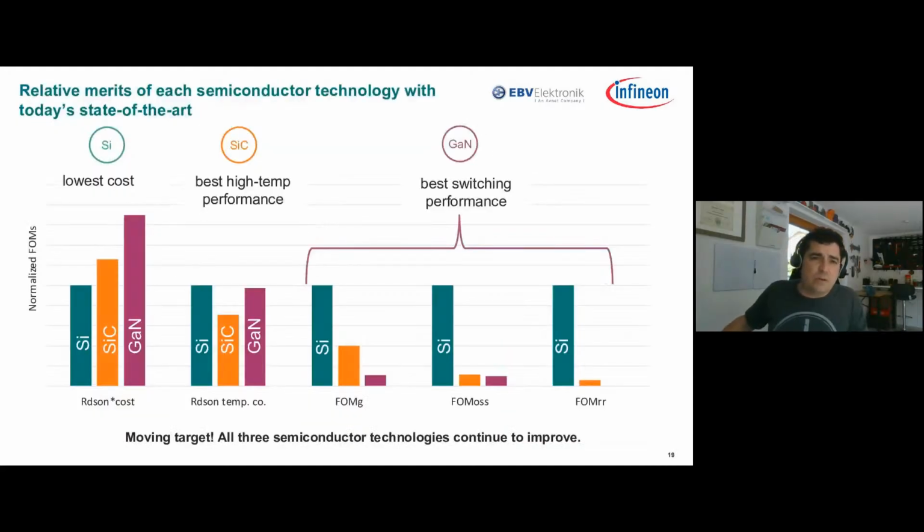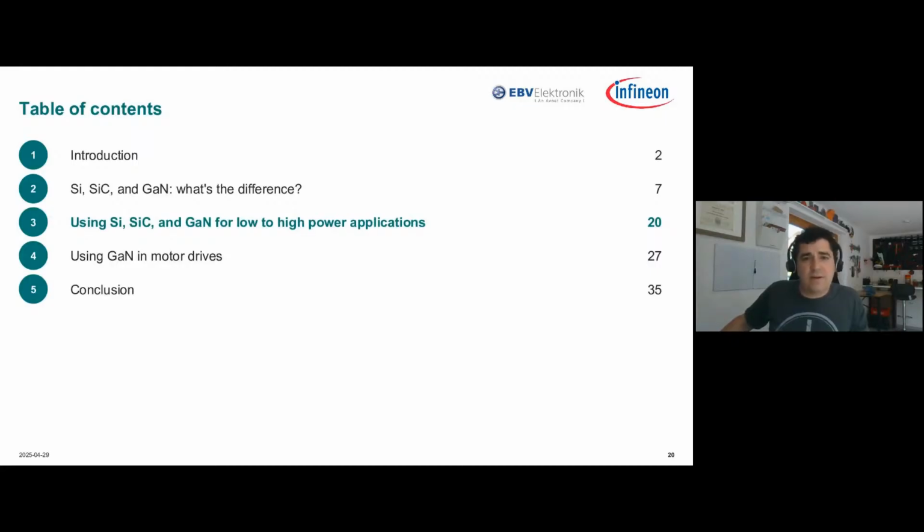So this all comes to the conclusion that silicon is still a great technology, mainly because it's a very mature technology with the lowest cost, whereas silicon carbide has a huge advantage in high temperature performance. It also has advantages in switching performance compared to silicon, but by far, all of the figures of merit, the reverse recovery, QOSS, QG, they point to GaN being the best option for switching loss, switching performance, high switching frequency. So with that in mind, I'd like to hand over now to my colleague, Martin, who will talk about how we can leverage those benefits in some applications.